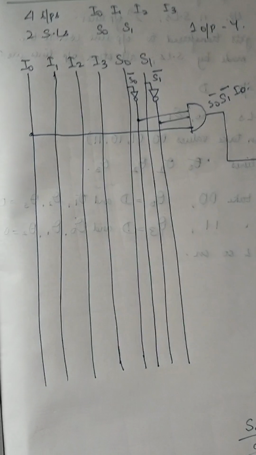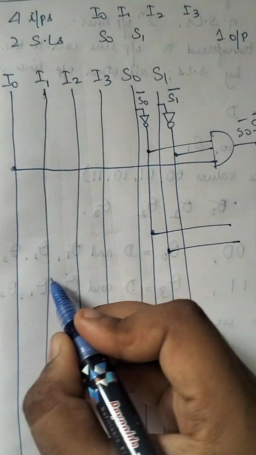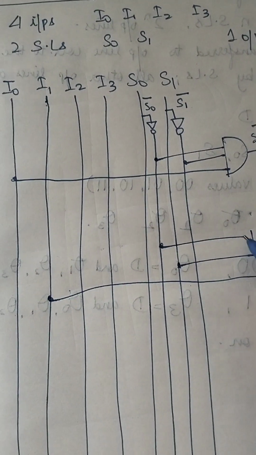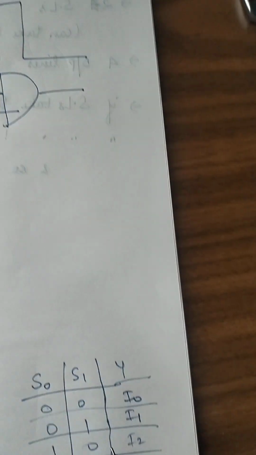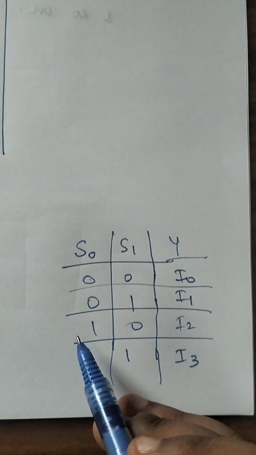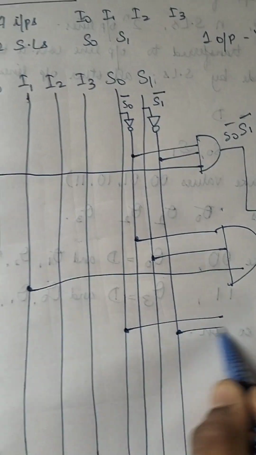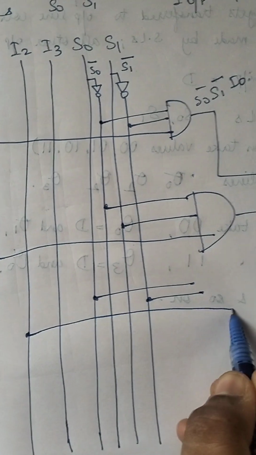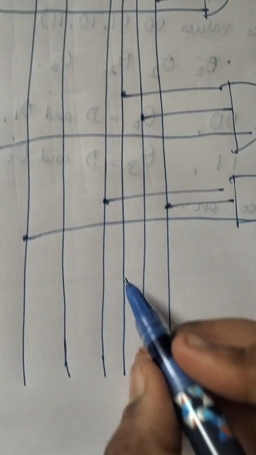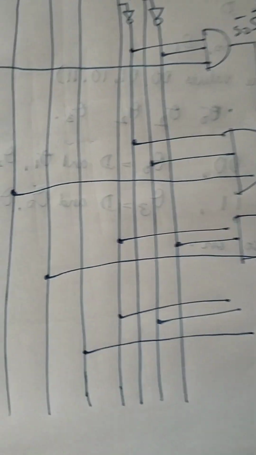So for I1, what is it going to be? S0 dash S1 I1. This is 1. So this will give me a 1 in case I have this combination of S0 S1. For any other combination, it will give me a 0. Similarly, for I2, we have S0 S1 dash I2. So this is our S0 S1 dash I2. And for I3, it is S0 S1 I3. S0 S1, and here is I3.